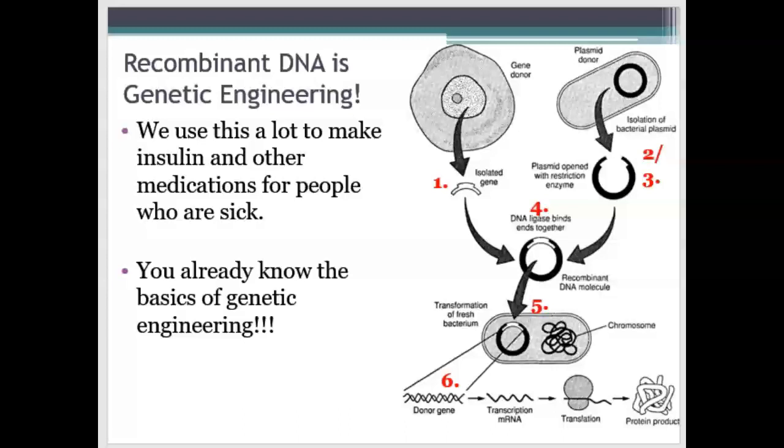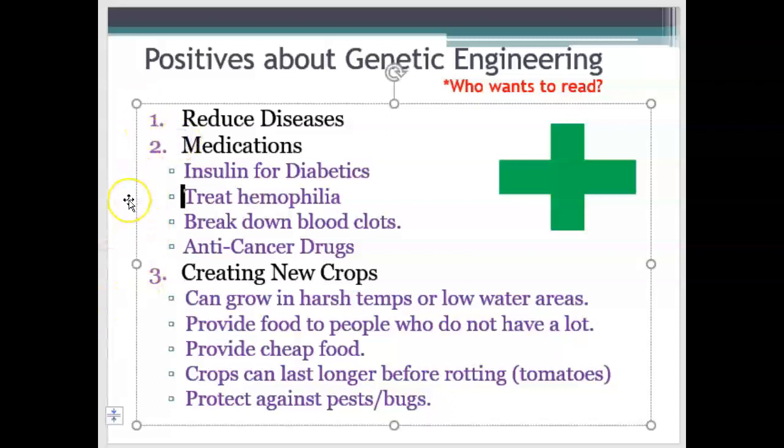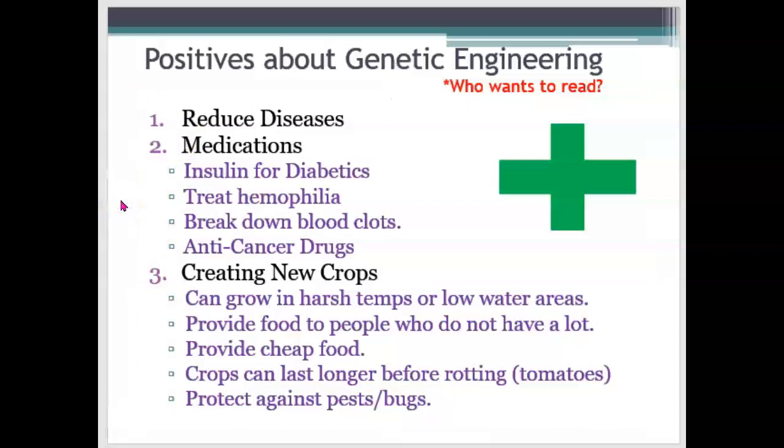So again, recombinant DNA is the primary one we've talked about. Positives from genetic engineering, because I know there's some debate about the benefits of genetic engineering, but it can reduce diseases for us. It can provide medications for us: insulin, treatment for hemophilia, treatment to help break down blood clots, anti-cancer drugs, and it can help create new and better crops.